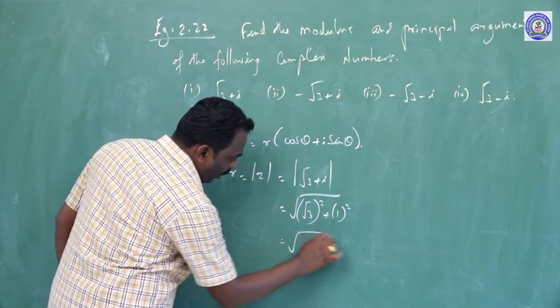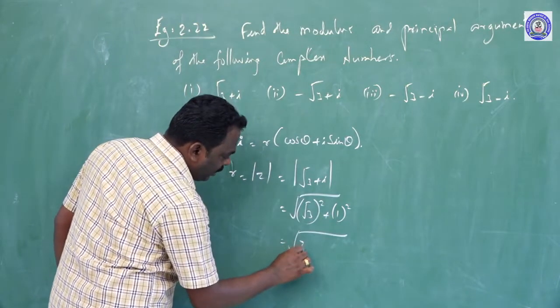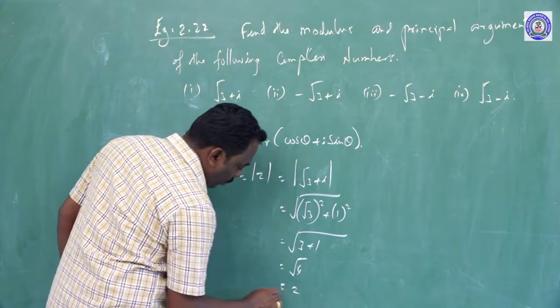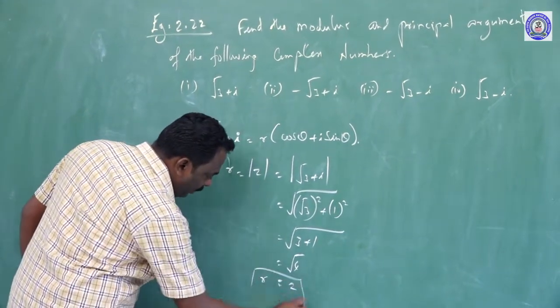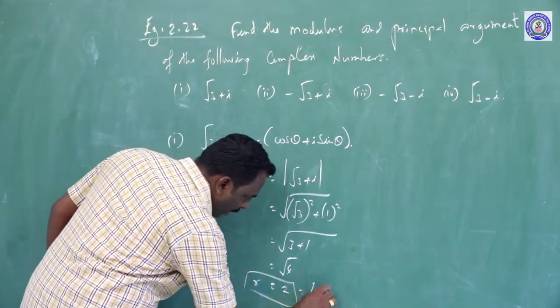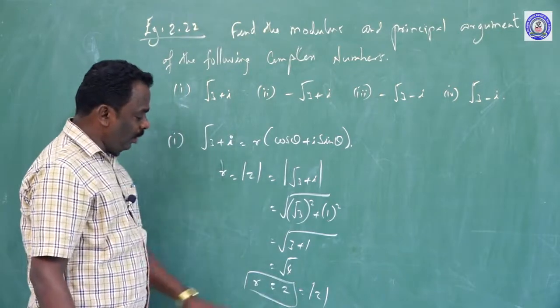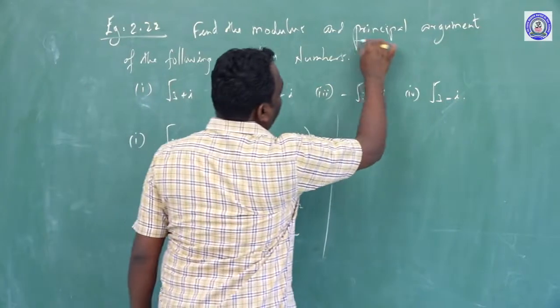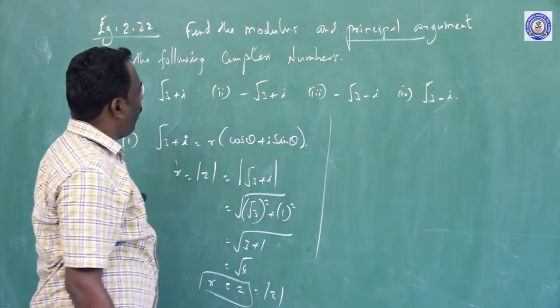That is equal to the square root of 3 plus 1 squared, that is 1, that is equal to the square root of 4, that is equal to 2. That is called r, the modulus of z. That is called the modulus of z, defined by small r, that is equal to 2. Now we want to find out the principal argument of the complex number.